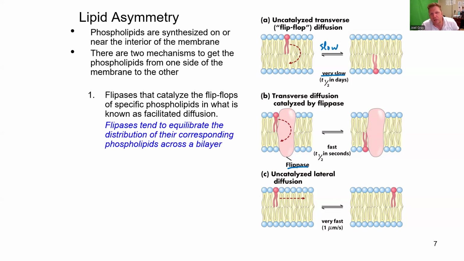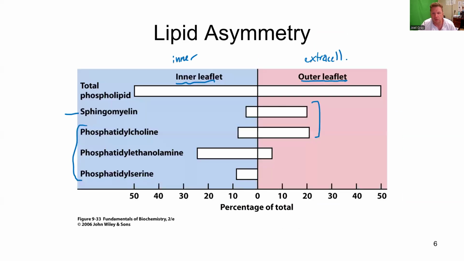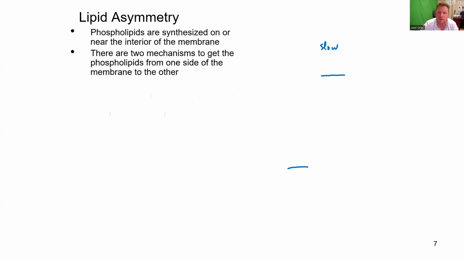Now, flipases tend to equilibrate the distribution of their corresponding phospholipids across a bilayer. But like I said, under stressed or threatened conditions, it might be a 3-to-1 ratio. It might be, as we see here, all of your phosphatidylserine is on the inner leaflet. Well, under certain conditions, that might all be transitioned to the outer leaflet.